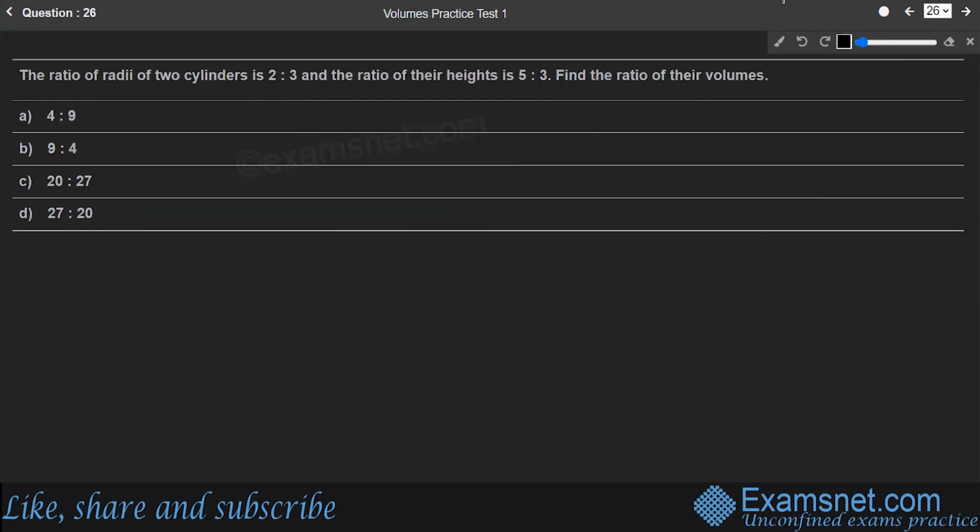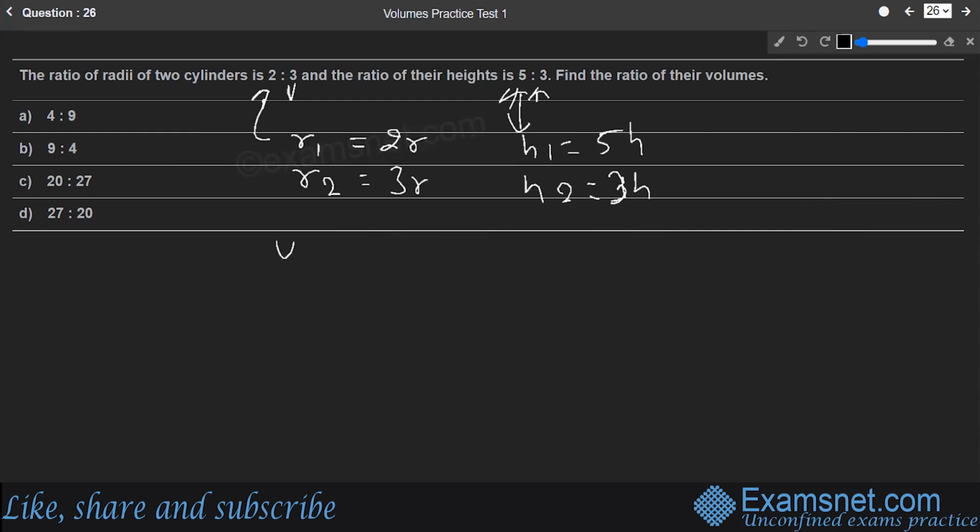Now, he says the ratio of the radius of two cylinders is 2 is to 3 and the ratio of their height is 5 is to 3. So let us assume the radius. Let's say r1 is 2r and r2 is 3r. Similarly, we can assume the heights also. Let's say h1 is 5h and h2 is 3h. So we have assumed the radius and heights as that. Find the ratio of their volume. So we need to find out volume 1 divided by volume 2.